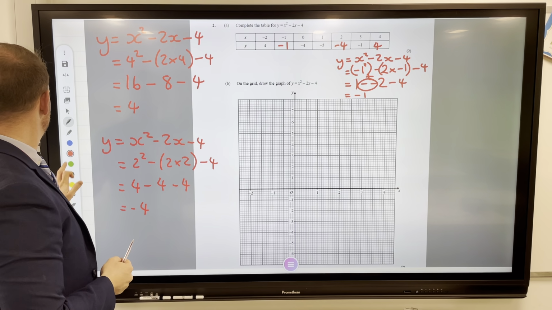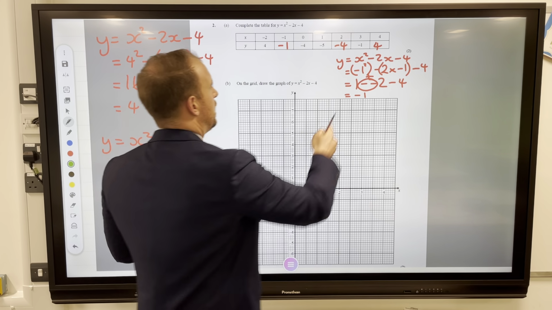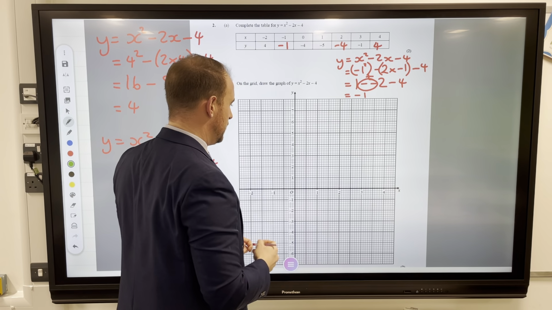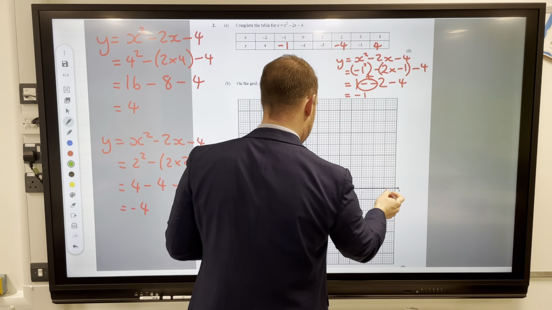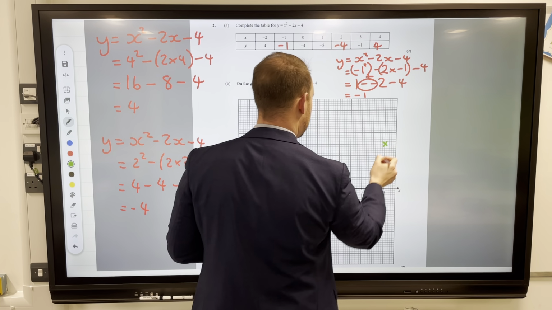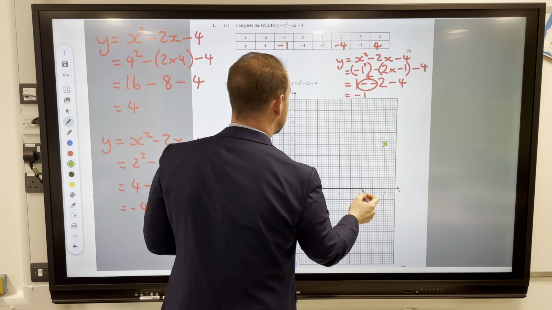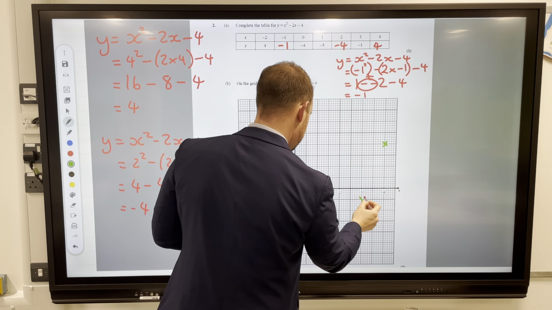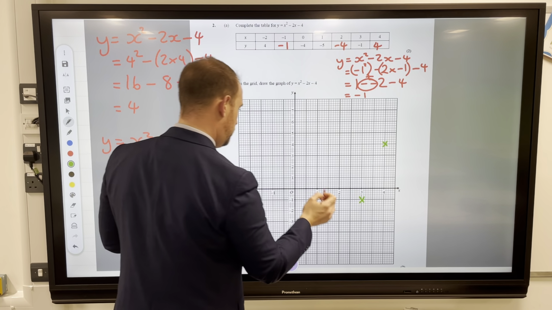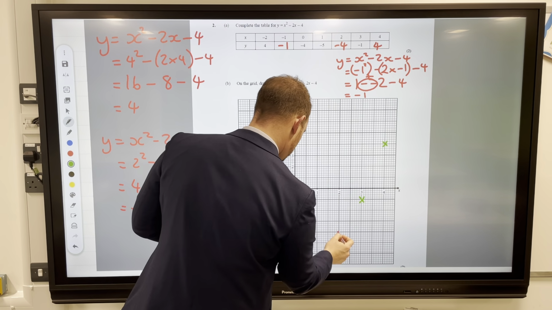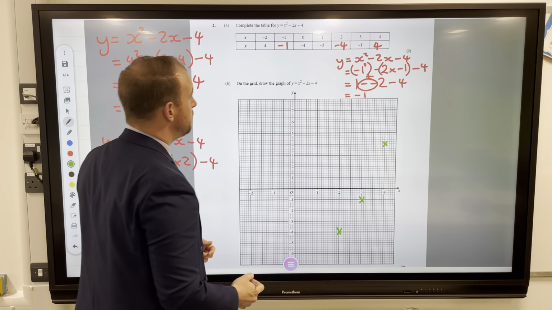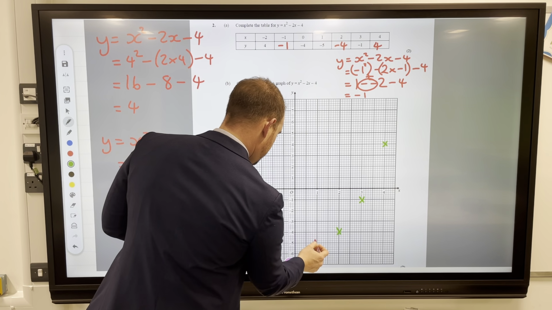Right, so let's plot some points then. Well, when x is 4, y is 4. So x is 4, y is 4. Be careful with the scales. 3, minus 1, well that's down there. 2, minus 4, that's down there. 1, minus 5, which is down there.